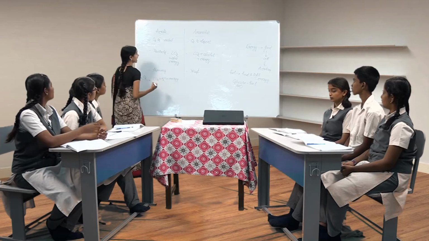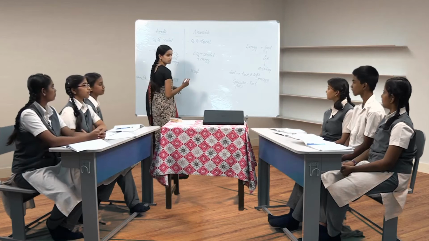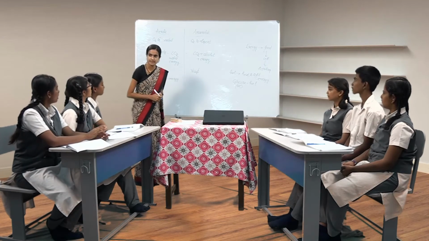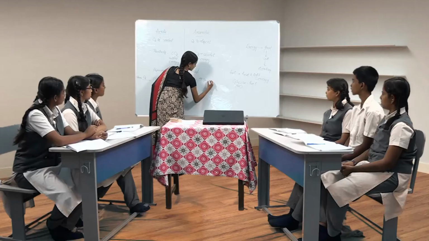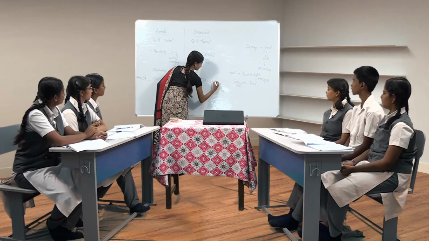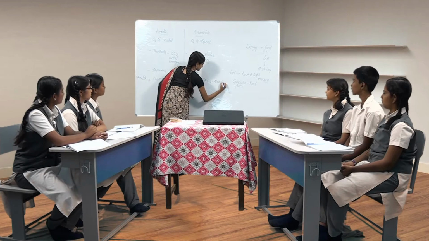What is the equation for anaerobic? Shashidhar? Anaerobic is this group, no? Okay, you tell. Glucose, in the absence of oxygen, produces carbon dioxide plus alcohol and energy. Very good.